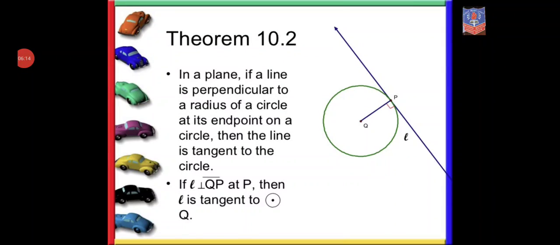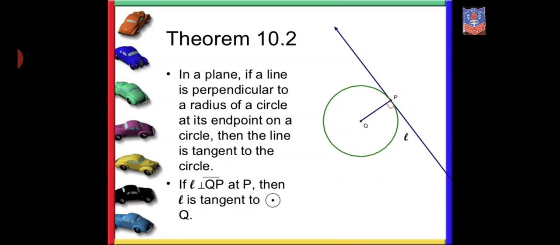Now let us discuss the converse of theorem 10.1, which is theorem 10.2. What was there in theorem 10.1? That if a line L is tangent to a circle, then that line L will be perpendicular to the radius drawn to the point of contact.